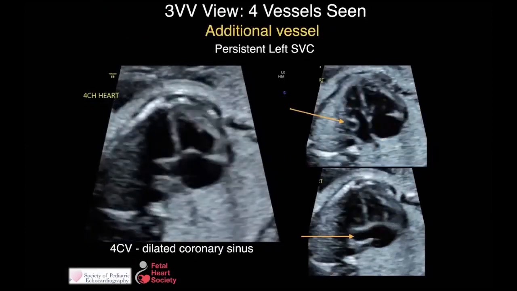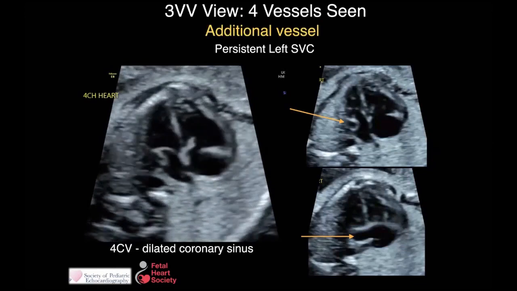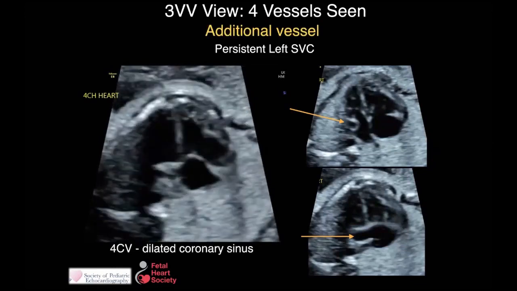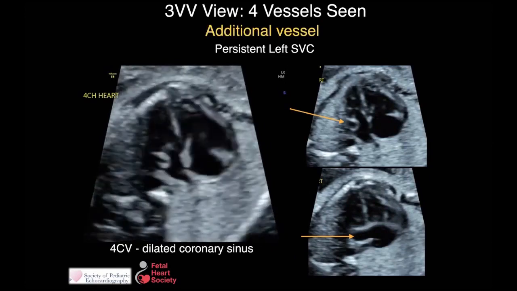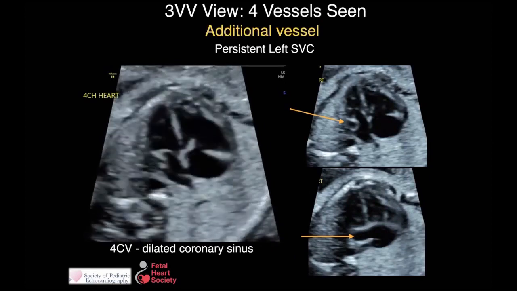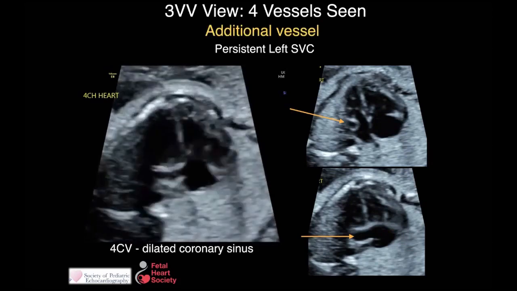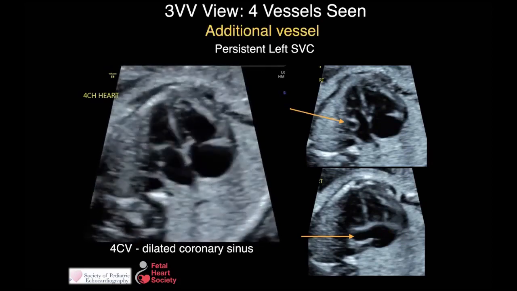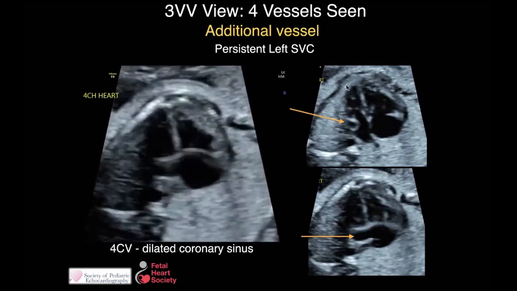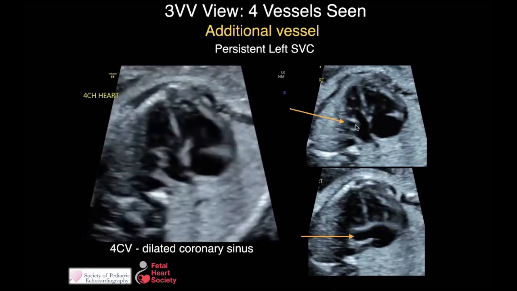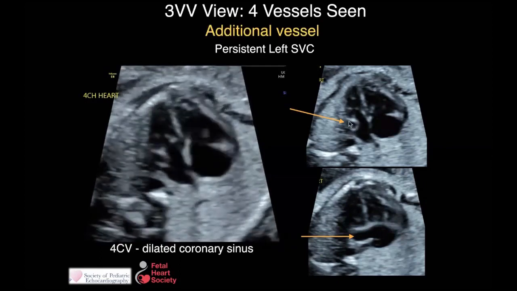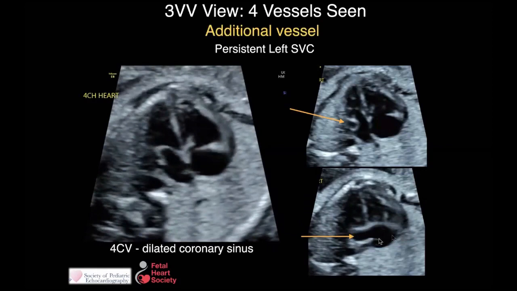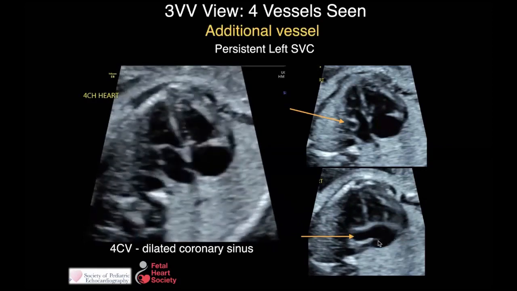And here you can see that the 4 chamber demonstrates a cross-sectional view of the left SVC at the border of the left atrium. You could also appreciate the dilated coronary sinus in the region of the mitral valve. So it's very important to be aware of the anatomic course of the coronary sinus because this can lead to a huge pitfall. Here in the image to the upper right, you can see the level of the dilated coronary sinus. As we move further back, you can actually see the coronary sinus in its entirety towards the posterior portion of the heart.